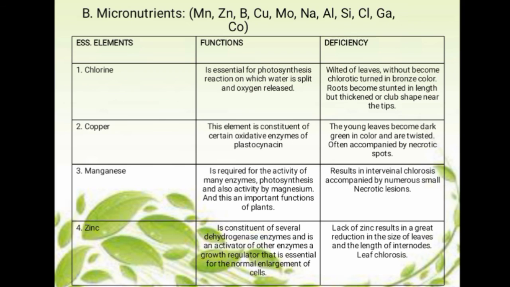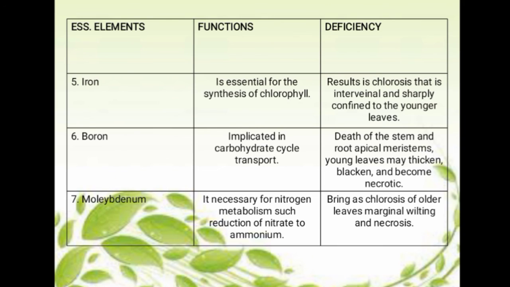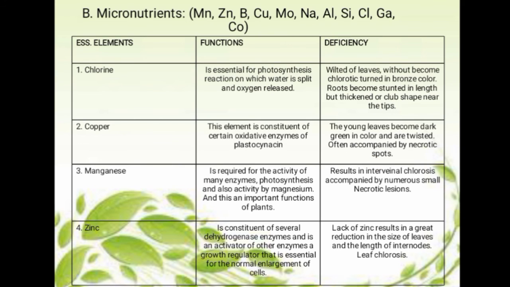Micronutrients. There are essential elements like chlorine, copper, manganese, zinc, iron, boron, and molybdenum. I'm going to discuss their functions and deficiencies. The first one is chlorine. Its function is essential for the photosynthesis reaction in which water is split and oxygen released. Its deficiency is wilting of leaves without becoming chlorotic, and turning a bronze color. Roots become stunted in length but thickened or club-shaped near the tips.